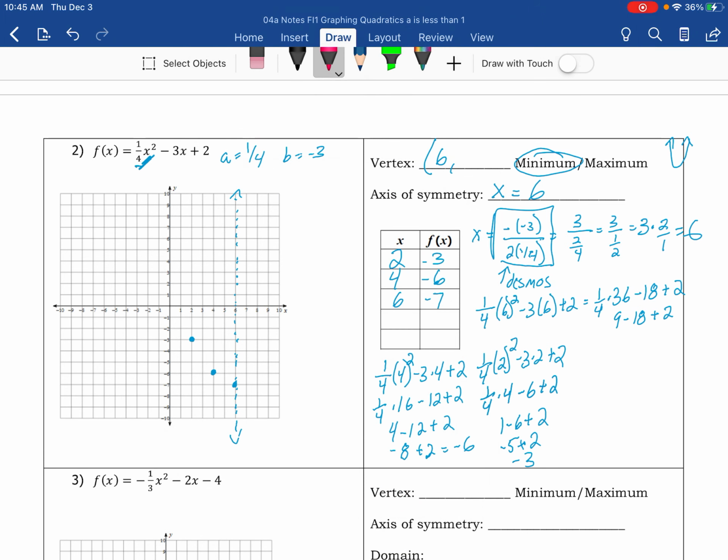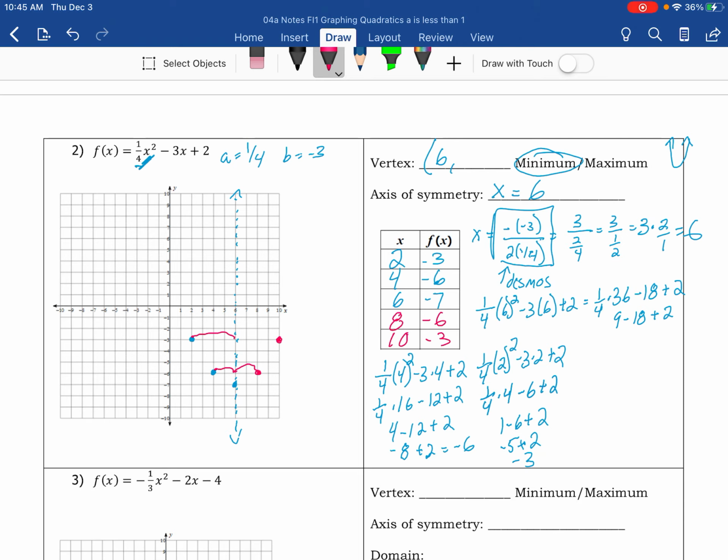If you want to, you can use symmetry. In theory, since this would be 2 spaces away, then I'd have another point that would be 2 spaces this way. This is 4 spaces away, so in theory I should have another point right here. You can graph it like that, and you can say, okay, well this is 4, negative 6, so 8, negative 6 should be another point, and then 10, negative 3 should be another point.